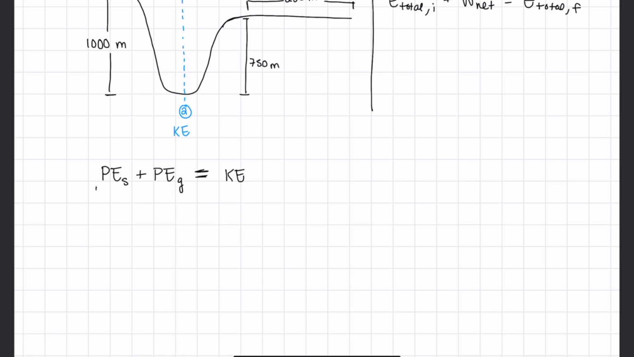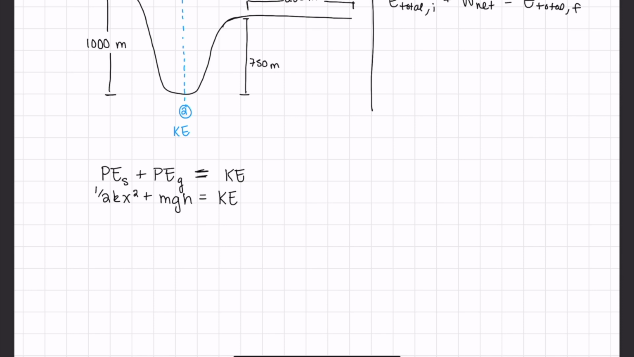Then we can substitute, this is going to be 1/2 kx squared plus mgh equals 1/2. Oh, I guess first we're solving just for kinetic energy, so I'll actually just leave that as KE.